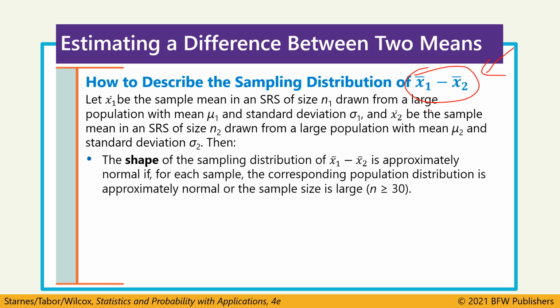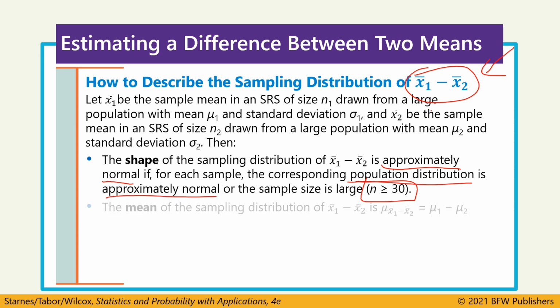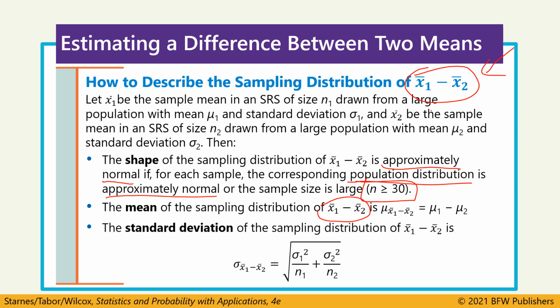So if we were to do that, we would find that the shape is approximately normal as long as we have a sample size that's greater than 30, or the population distributions are approximately normal. The mean of the sampling distribution is just going to be the difference of the means in our sample statistics. And the standard deviation is going to be given by the square root of sigma squared over n plus sigma squared over n for each individual sample.